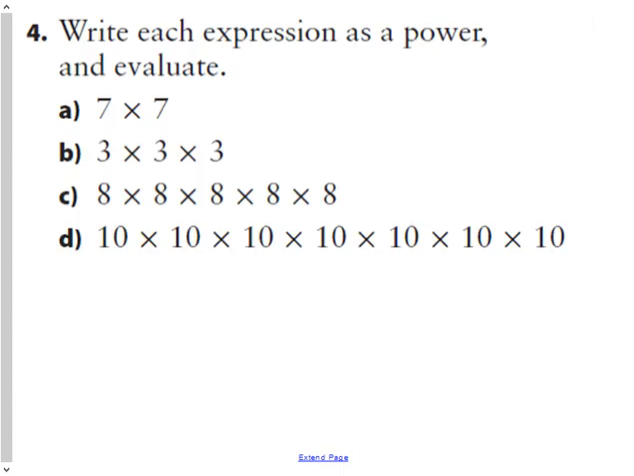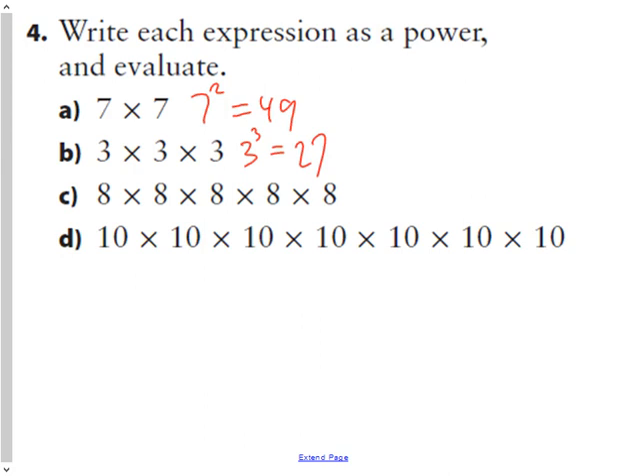Question 4 says write each expression as a power and evaluate. So this is 7 multiplied by itself, not 4 multiplied by itself twice, but 7 multiplied by itself twice, which in standard form is 7 times 7, which is 49. This is 3 multiplied by itself 3 times, which in standard form is, not 9, took a page right out of someone's book, Evan, which is 27.